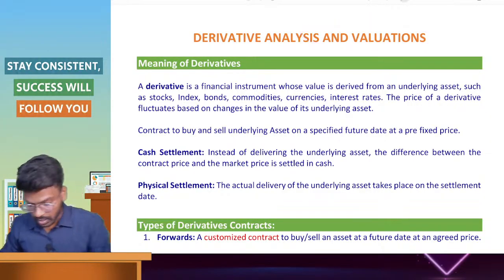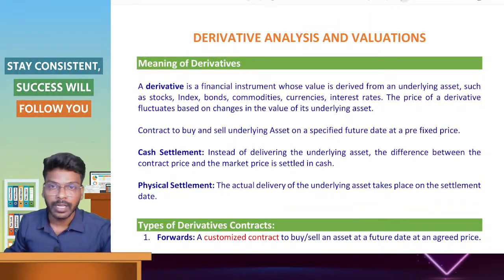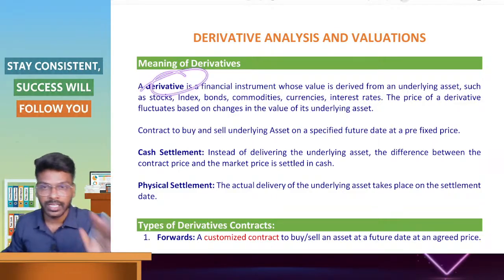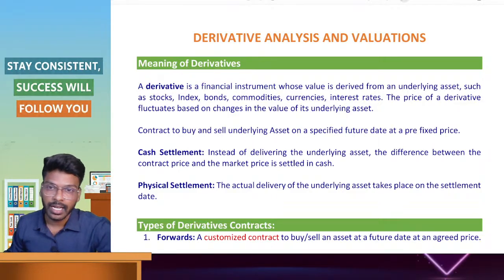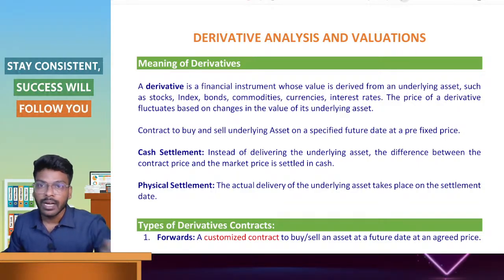We have understood the meaning of derivatives. A derivative is a financial instrument. It can be a financial asset or a financial liability. Its value is derived from the underlying asset. The underlying asset can be a stock, index, bonds, commodities, currencies, or interest rate. The price of the derivative fluctuates based on changes in the value of the underlying asset.